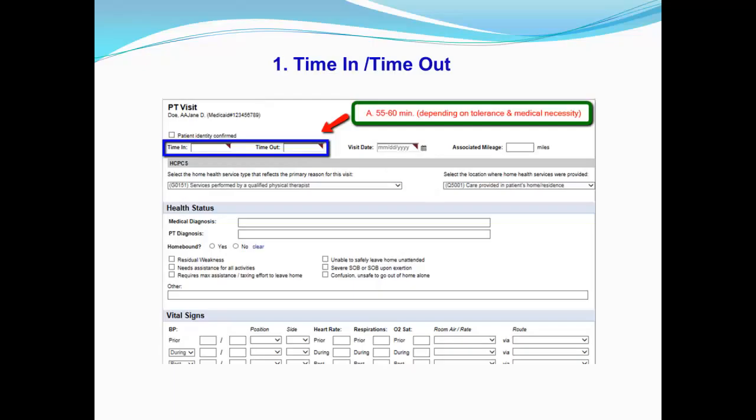Time in, time out. A suggested time is at least 55 minutes up to 60 minutes, assuming the patient can tolerate the therapy and it is medically necessary. Please take note, if the patient was seen in the afternoon, to enter the time in military format. Example, for 1 p.m. to 2 p.m., please enter 1300 to 1400.